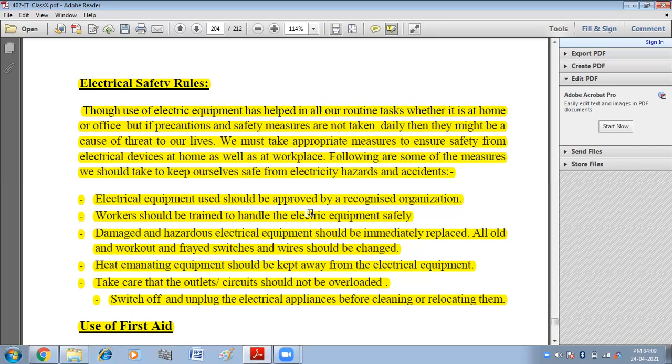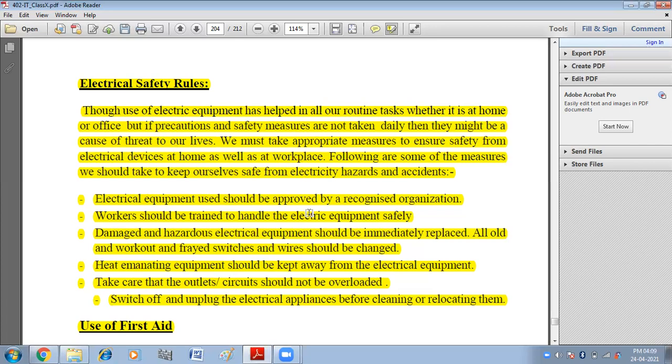Damaged and hazardous electrical equipment should be immediately replaced. All old, worn out and frayed switches and wires should be changed. Okay, the equipment which is damaged should be replaced immediately. And old switches, frayed switches and wires should be changed. Heat emanating equipment should be kept away from the electrical equipment. The equipment which produces heat should always be kept away from electrical equipment.